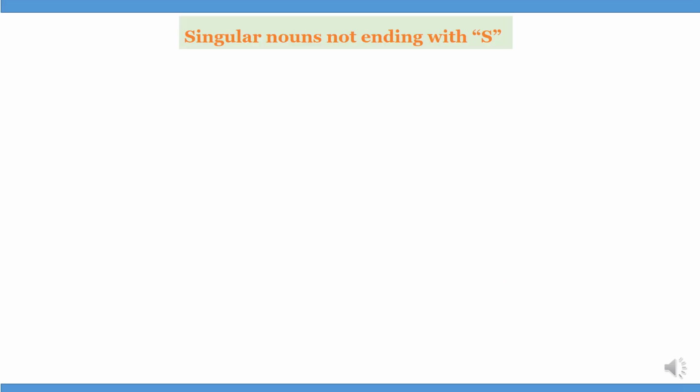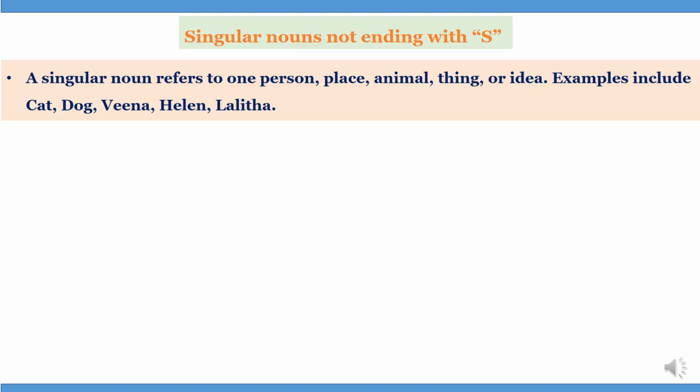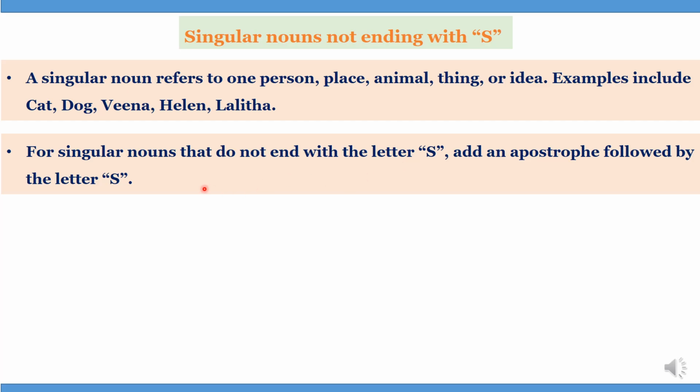First, singular nouns not ending with letter S. A singular noun refers to one person, place, animal, thing, or an idea. Examples: cat, dog, Veena, Helen, Lalita, etc. For singular nouns that do not end with the letter S, add an apostrophe followed by the letter S.